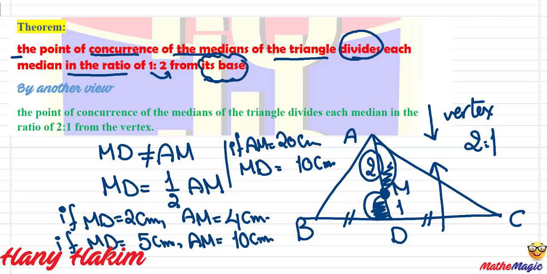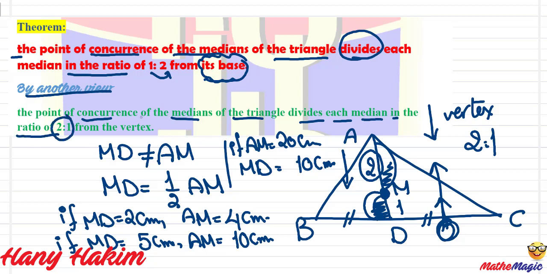If I move from the base to the vertex, it is 1 to 2, but if I move from the vertex to the base, the ratio will switch to 2 to 1. Let's read it from another view. The point of concurrence of the medians of the triangle divides each median in ratio 2 to 1 from the vertex. So 1 to 2 from the base, 2 to 1 from the vertex.